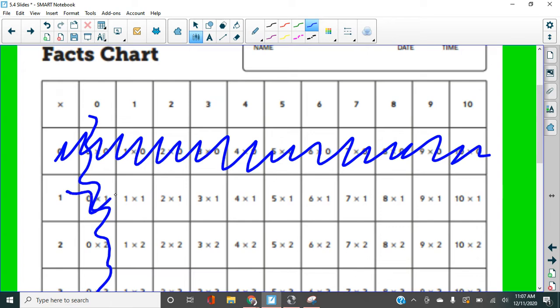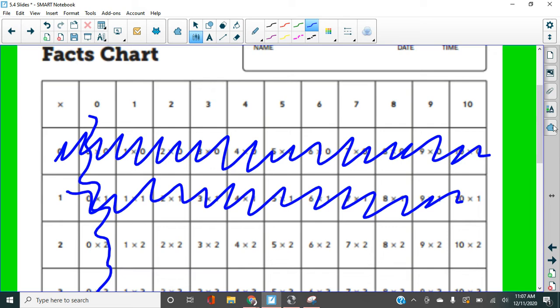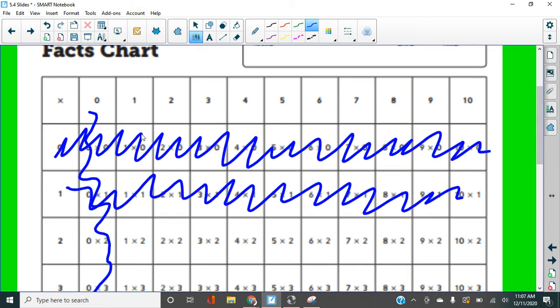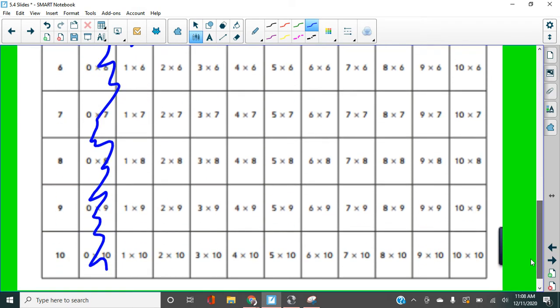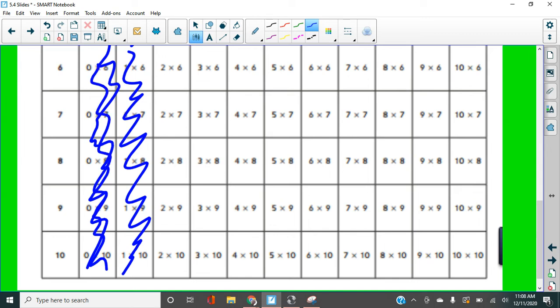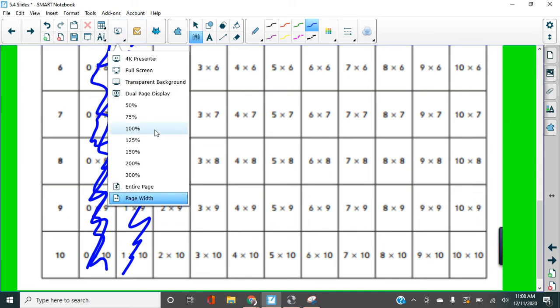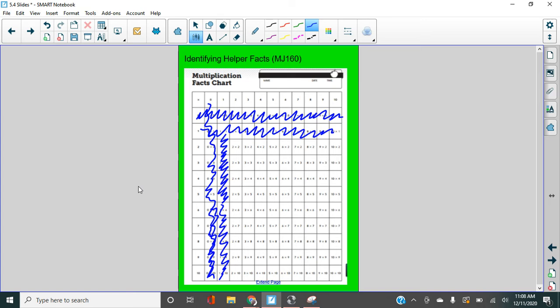You know all these, right? You know them all. Let's cross them out. You know all those. And if you know the sideways, then you know all the ones this direction also. So 1 times 2, 1 times 3, 1 times 4, 1 times 5, and all the way down. Get rid of those. Okay, so now look at this. Now we have less to learn, don't we?